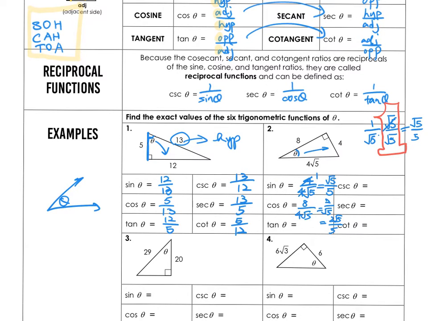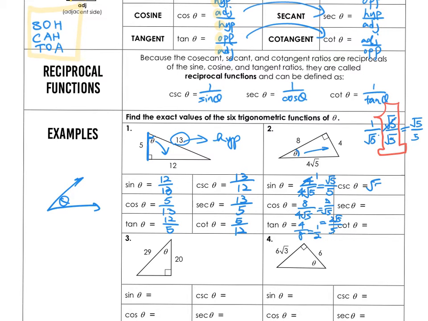And tangent is opposite over adjacent. What's my adjacent? It's 8, isn't it? Yes. So if I simplify that, I have 1 over 2, right? So again, the other 3 are simply reciprocals of each.